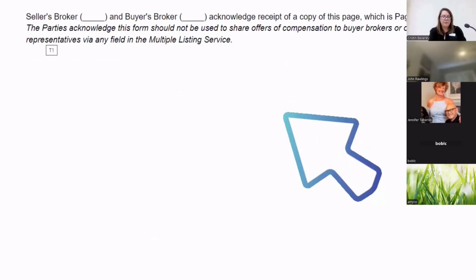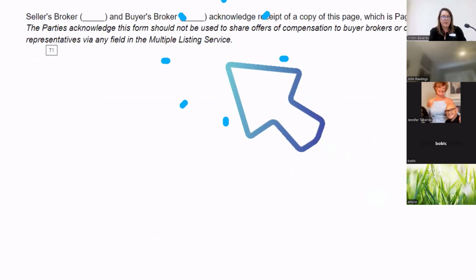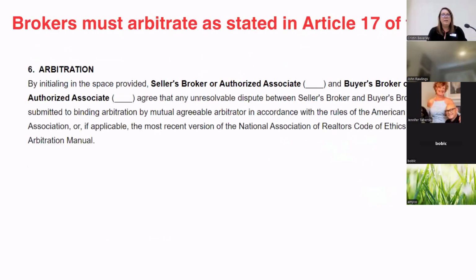The parties acknowledge that this form should not be used to share offers of compensation to buyer brokers or other buyer representatives via any field in the multiple listing service. Just keep in mind that Stellar was a part of this agreement and fell under the umbrella of protection here. And that means that they have to adhere to whatever the agreement is that NAR made with the Department of Justice. And that's why they're so serious about this.